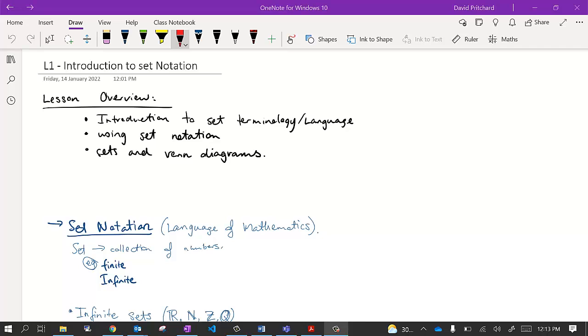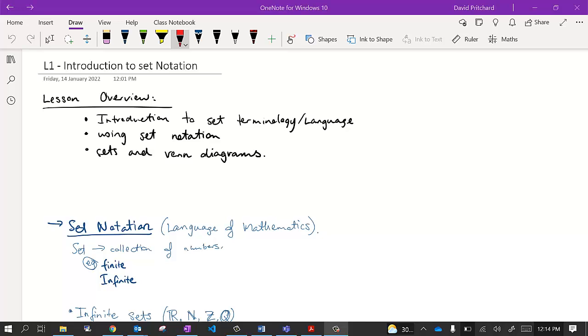Generally, with Specialist Mathematics, we start with an introduction to set notation because it becomes a very big part of the way that we structure questions and the way that we communicate mathematics. So basically, the idea here is that this is a basis of the language of mathematics that we're going to apply throughout the course over the next couple of years.